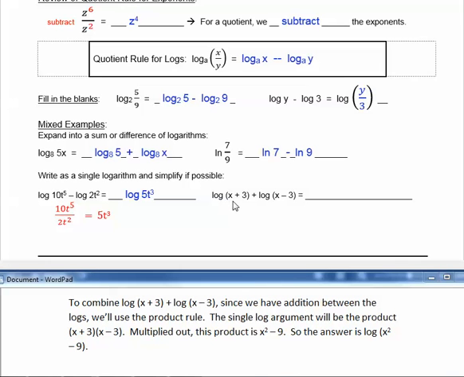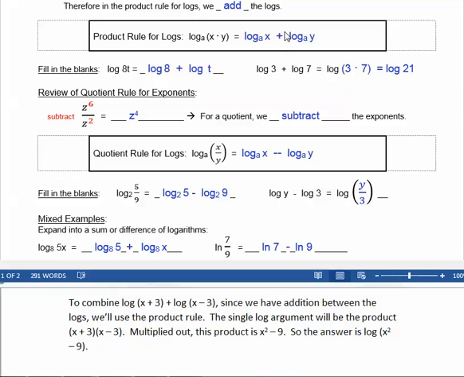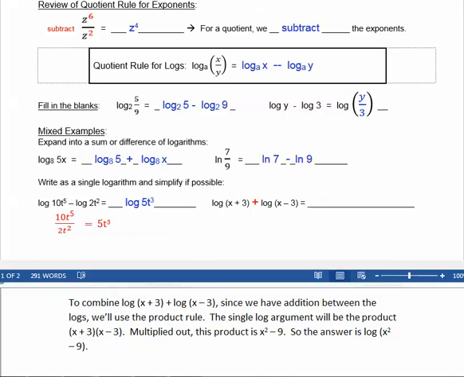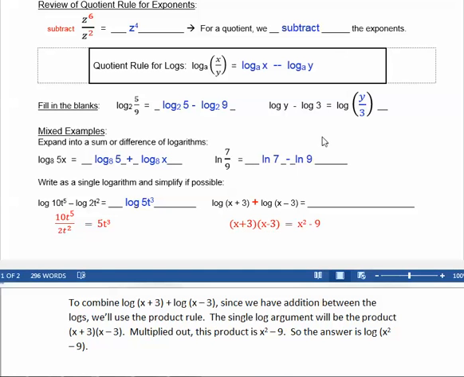To combine log of x plus 3 plus log of x minus 3, since we have addition between the logs, we'll use the product rule, since the product rule involves addition. The single log argument will be the product x plus 3 times x minus 3. Multiplied out by FOIL, this product is x squared minus 9. So the answer is the log of x squared minus 9.